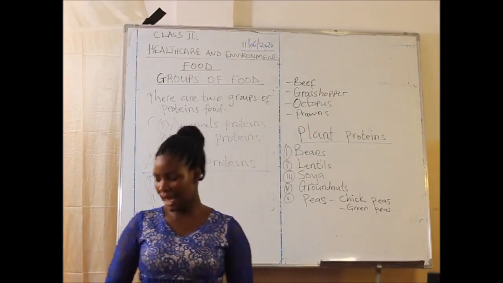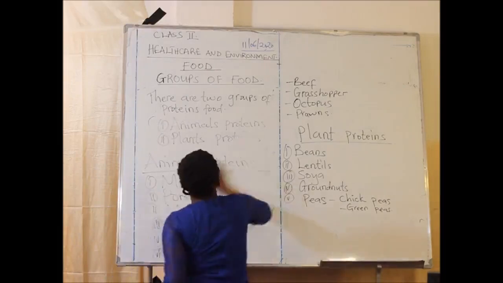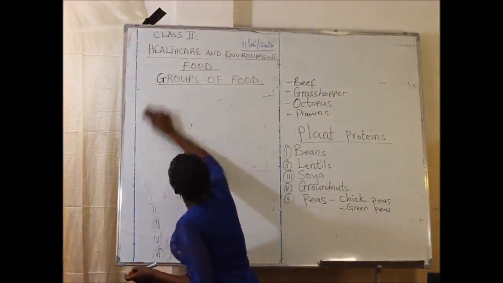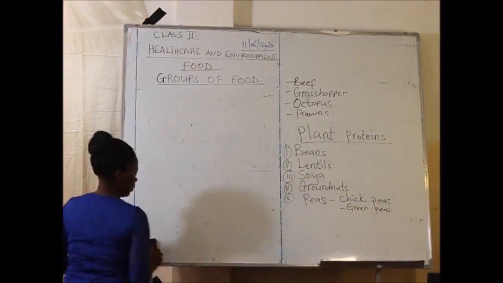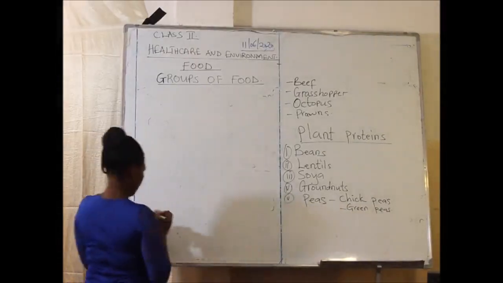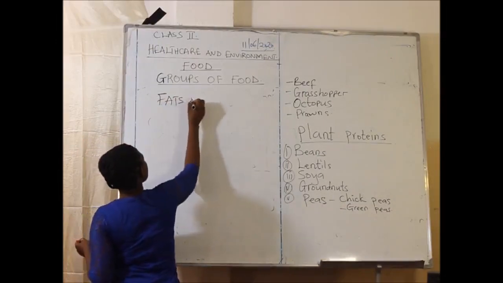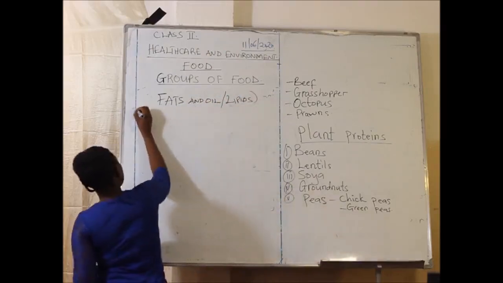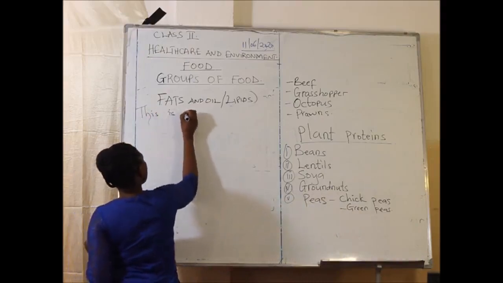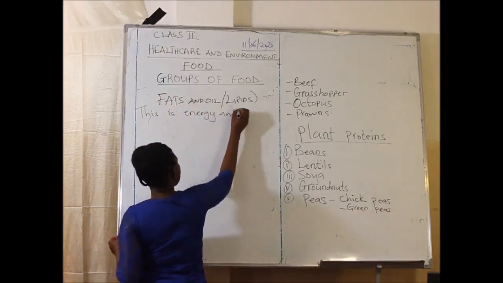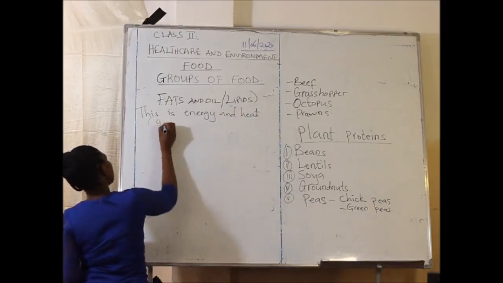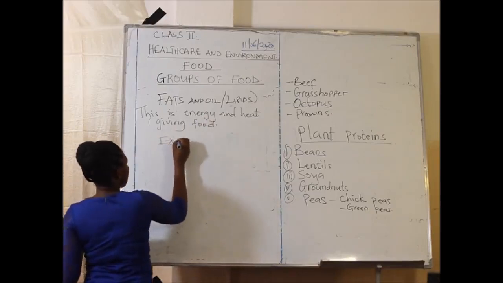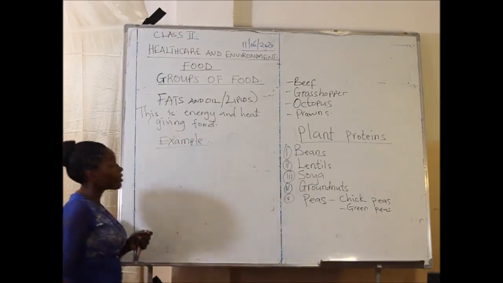Another group is fats and oil, or we say lipids. This is energy and heat-giving food. Now, let us look at examples of the food which is rich in fats.